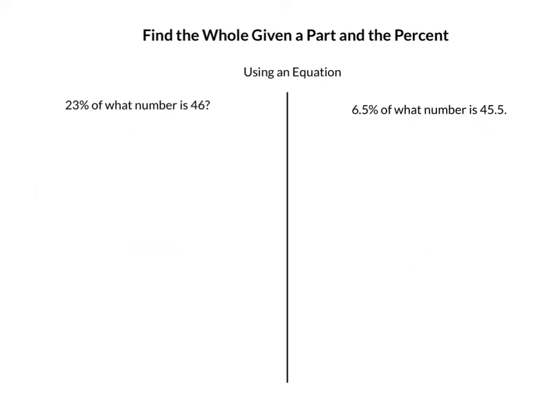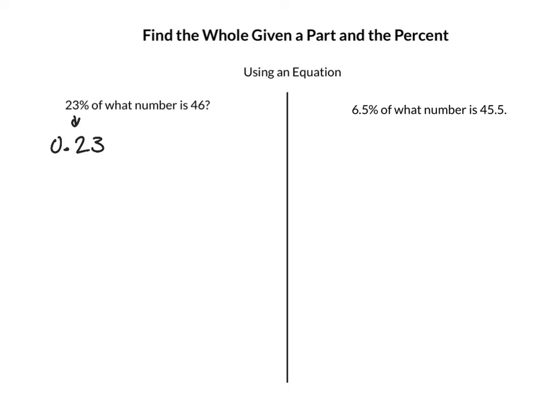Now we're going to talk about using an equation, and we set up these equations yesterday in our video. Remember, whenever we use an equation, we want to change our percent into decimal form, because all of our other numbers are in decimal form, and we need to be consistent. So 23%, to change that into a decimal, we move the decimal twice to the left because we are dividing by 100. We get 23 hundredths.